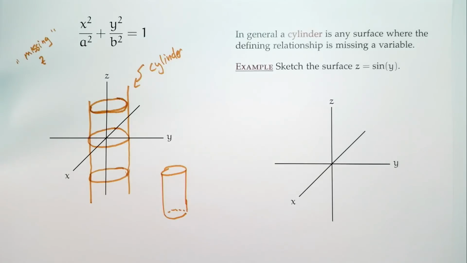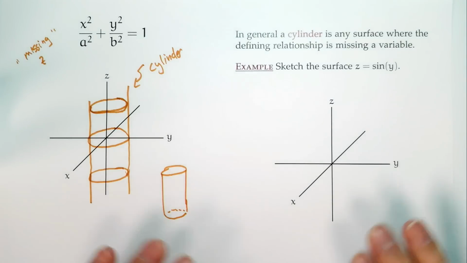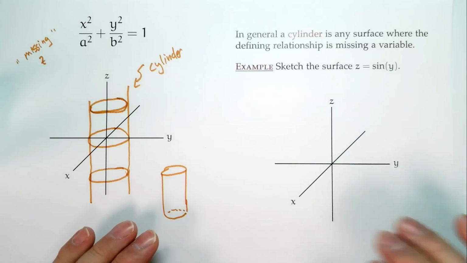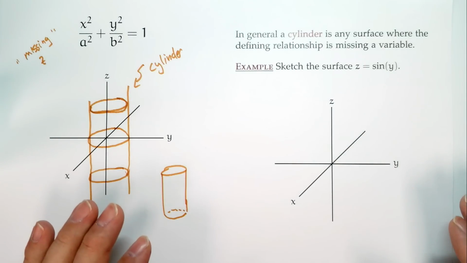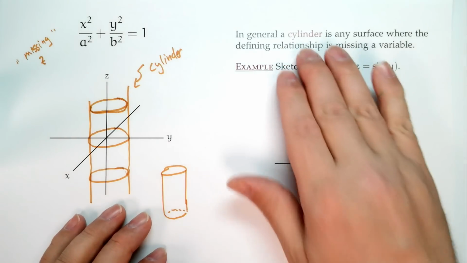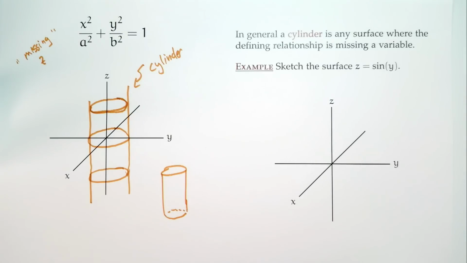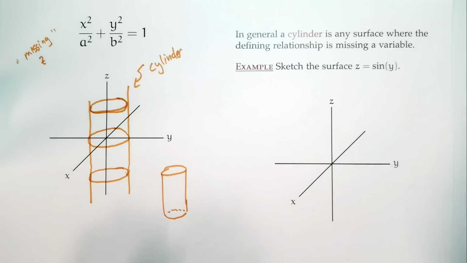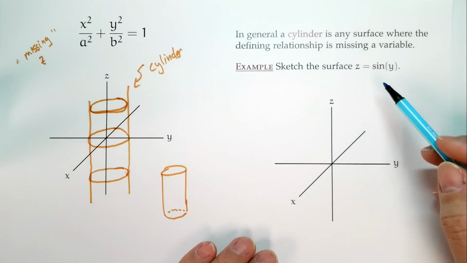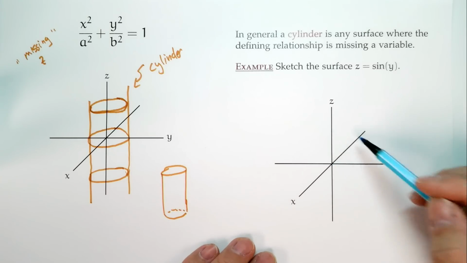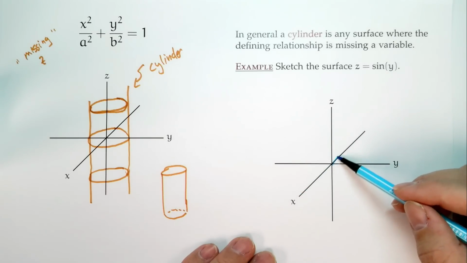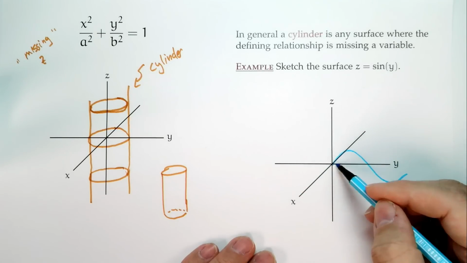Okay, so here it is, our last example, our final thing. Sketch the surface z equals sine of y. Okay, so z equals sine of y. Now notice, this falls into cylinder because we're missing the variable x. So, how do we do it? Well, first off, just don't worry about the x for now. Just plot z equals sine of y. So I'm in the yz plane, thinking of y as my input, z as my output. So sine of y looks something like sine.